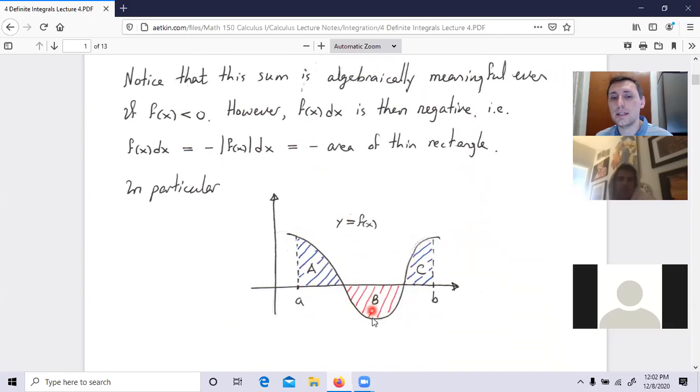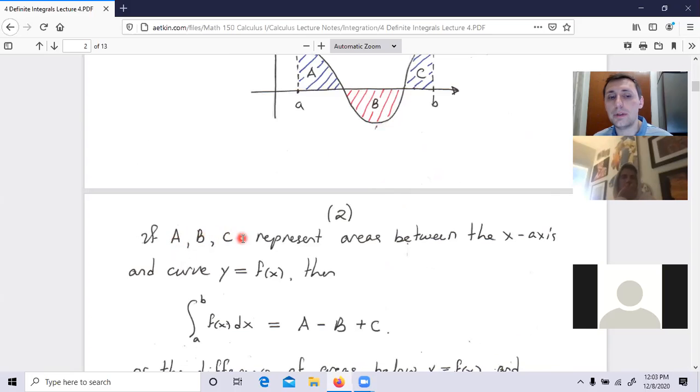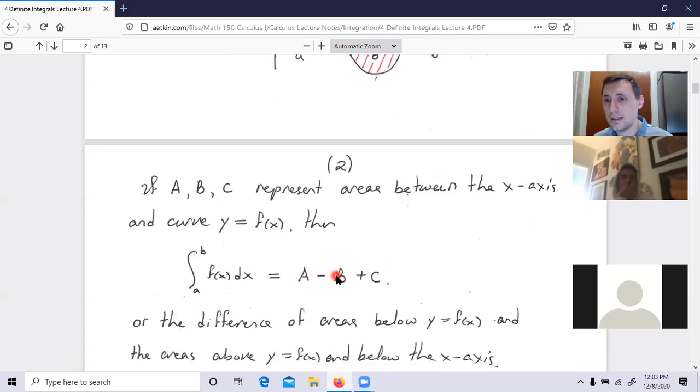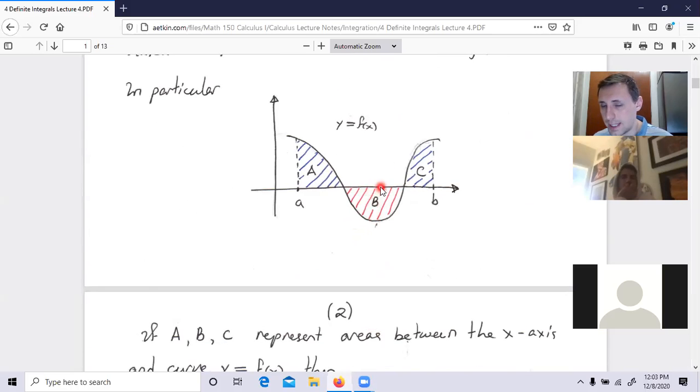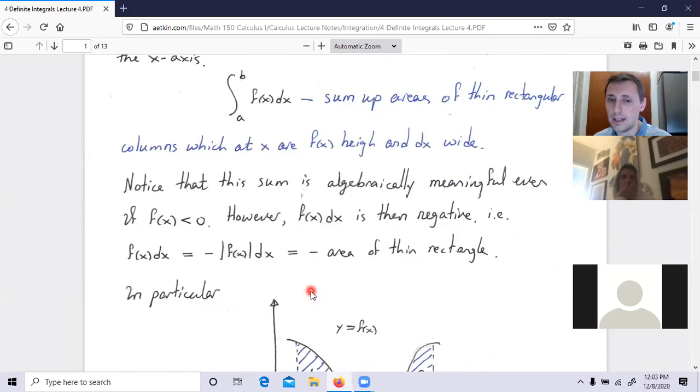You can see that the altitude over B is negative altitude. So it will be a negative number times a positive width. So B will be taken as the negative area. Make sense? If I erect a bunch of rectangles here, because rectangles in the region B are pointing downwards, I add up negative area. Do you see that? So what is the integral from little a to b? In terms of capital A, capital B, and capital C, it will be capital A minus capital B plus capital C. You understand why minus? Because in f of x dx, dx is positive, f of x is negative.